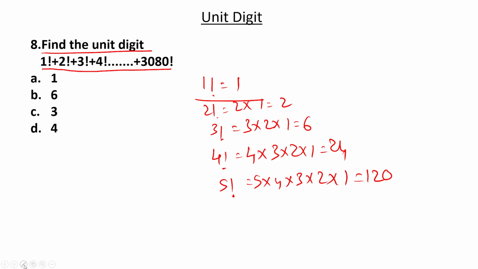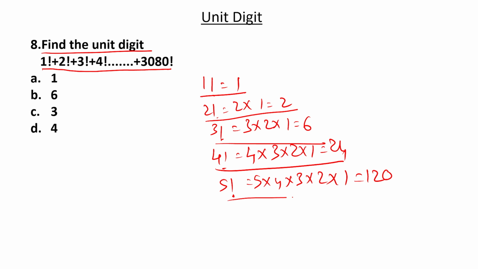Here, as you can see, you get the value for 1 factorial as 1 and 2 factorial as 2. We got several values, right? However, there is no 0 at the end of the answer. That means there is no 0 at the units place. But when it comes to 5 factorial, we got a 0 in the units place.